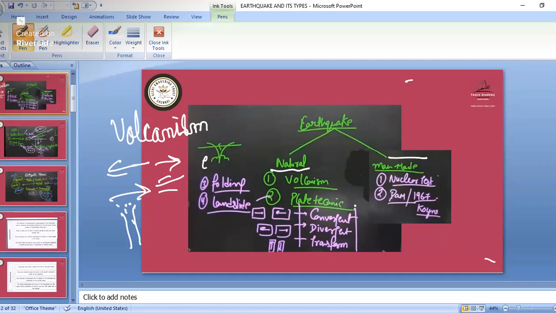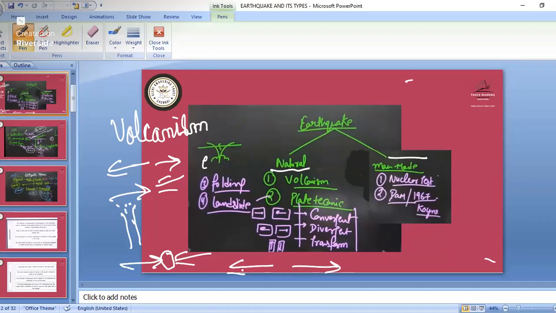In plate tectonics we have various plates. Suppose two plates are colliding. When they collide, there will be a release of energy, and because of that release of energy, we have the earthquake. Then divergent, when they are moving away.